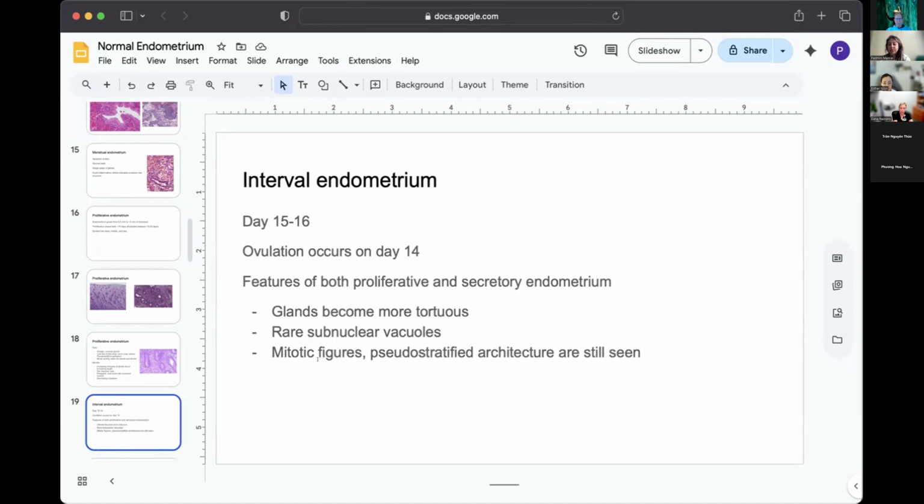And then there's this interval period. This is that day 16. Sometimes it's sort of in between, you'll see both. You'll see maybe some of the features of proliferative, but then you'll start to see some of these other features that we're going to talk about in secretory. So when you look at a biopsy and it has a little bit of both, and you can't quite place it, they might be in that interval phase.